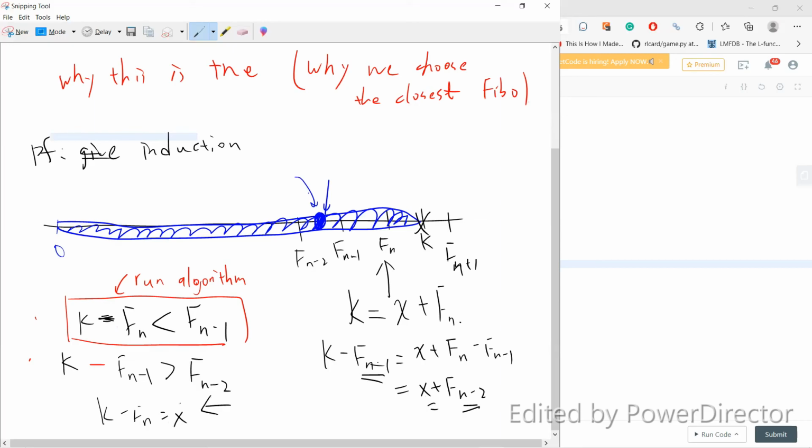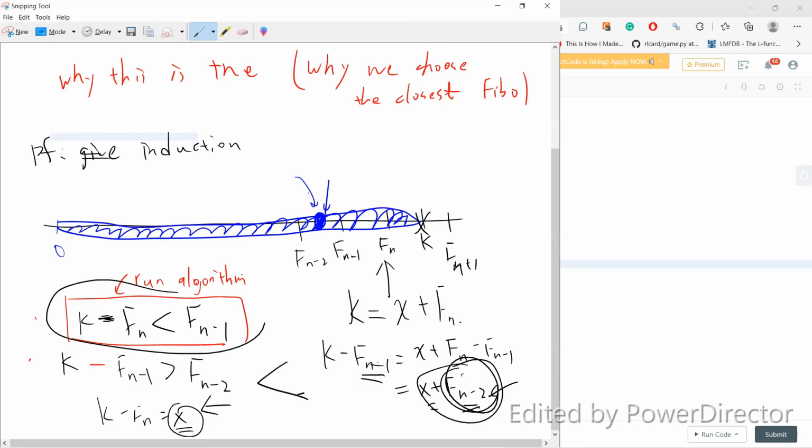So if I run my algorithm, I only need to decompose x. But in this case, I need to decompose x plus fn minus 2. So I get additional terms here, which means that this one is shorter than this one if you do the decomposition. Okay, so this is a proof. This is not important if you don't want to see the mathematical proof.